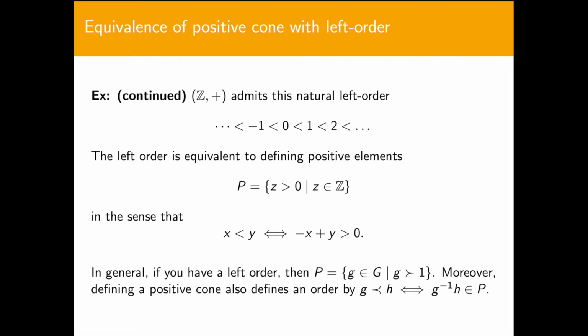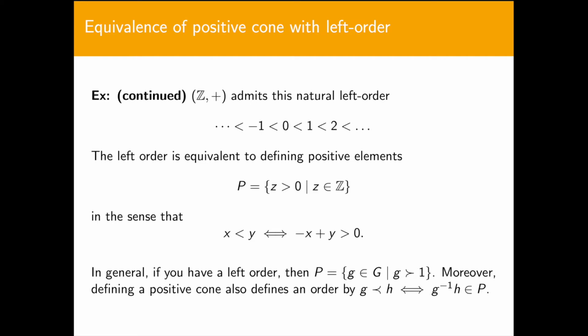So for example, we had the integers, which admitted this natural left order. And now a left order is equivalent to defining positive elements. So take P to be all the integers which are greater than 0. And we mean that in the sense that x is smaller than y if and only if minus x plus y is greater than 0, right?